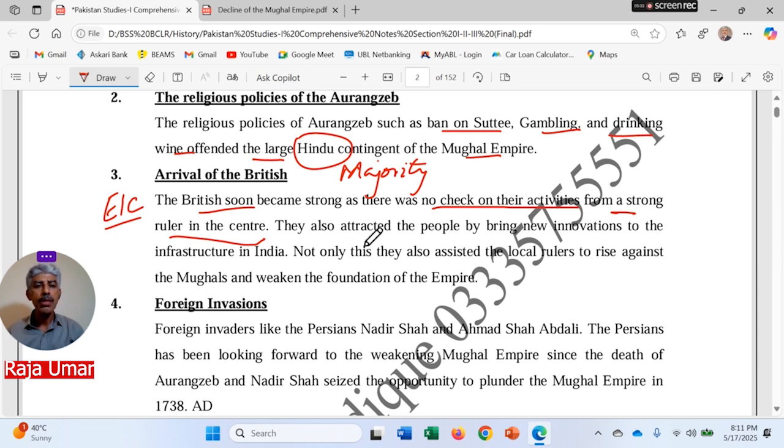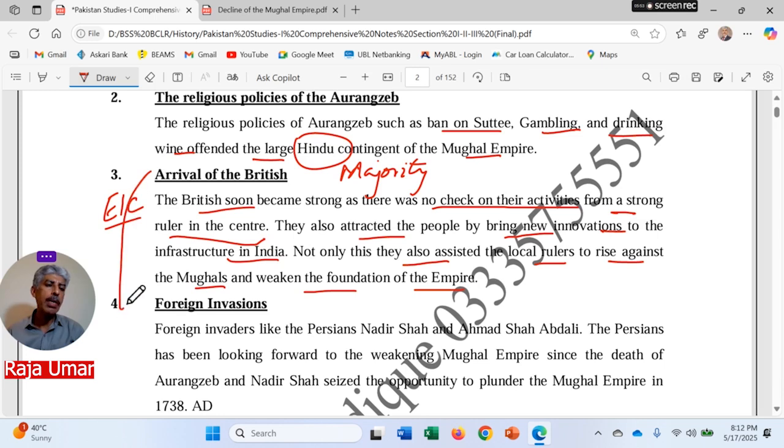They also attracted the people by bringing new innovations to the infrastructure of India, such as the introduction of railways, and bringing printing presses and machinery. Not only this, they also assisted the local rulers to rise against the Mughals and weaken the foundation of the empire.